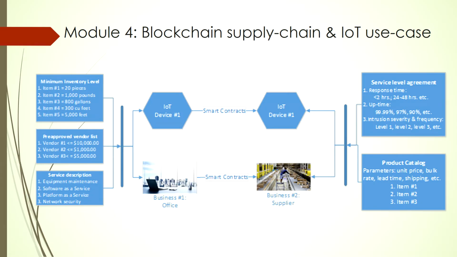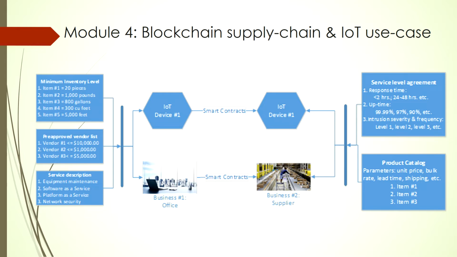Module 4. In module 4, we talk about IoT, Internet of Things, and supply chain, and how smart contracts are used. In IoT, there are no people. It's just devices talking to each other.